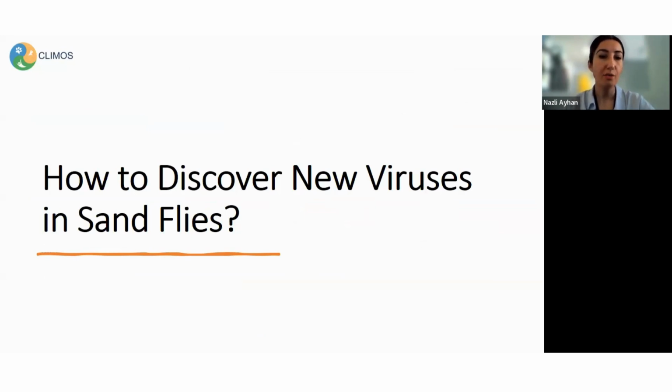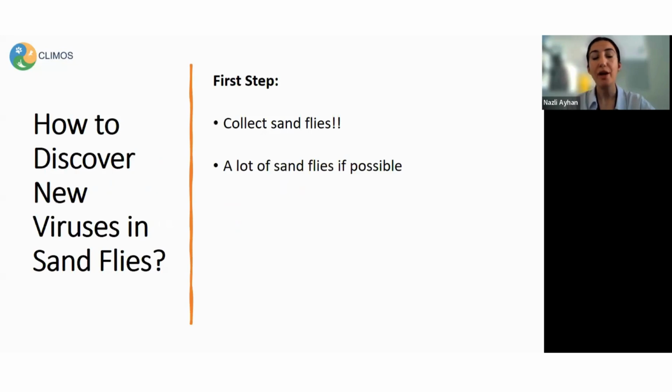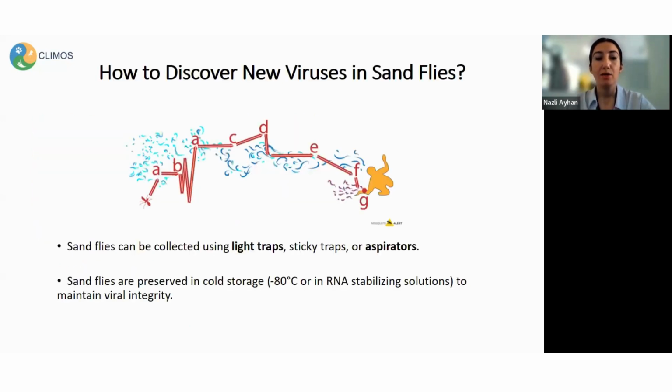So the question is how to discover new viruses in sandflies. The very first step is to collect sandflies, a lot of sandflies if possible. The higher the number collected, the higher the probability of identifying and discovering new viruses. Sandflies can be collected using light traps, sticky traps, or aspirators. For virus studies, we prefer to keep the sandflies alive until we put them in the cold chain. That's why we prefer to use light traps and aspirators, to keep the viral integrity.